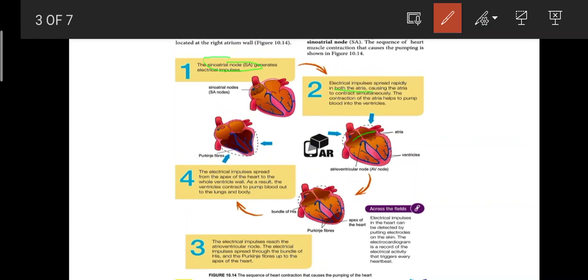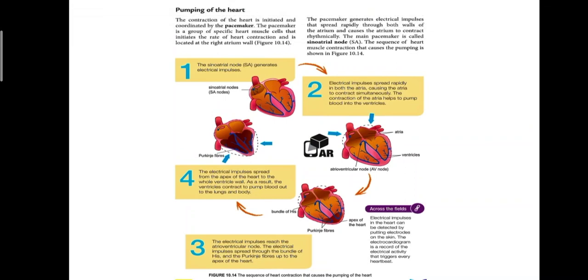So now kalau daripada atrium di sini turun kepada ventricle. So atrium di sini turun ventricle sebelah kiri. Okay. So, third one.